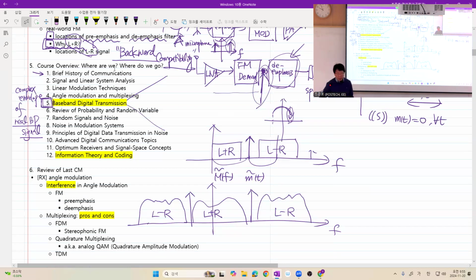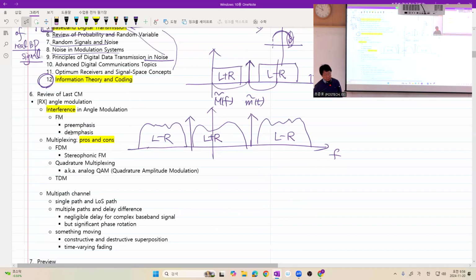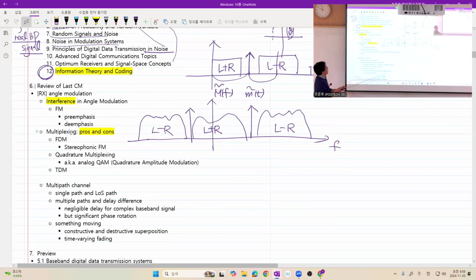So I'm spending probably 1.5 weeks around. And then, as you see, these are all about random signals and noise, which I promised not to cover seriously. So I will skip that part and move directly to chapter 12. As I promised, I will cover this last chapter on information theory and coding seriously. So that will be the topic. Okay, here goes the review of the last class meeting.